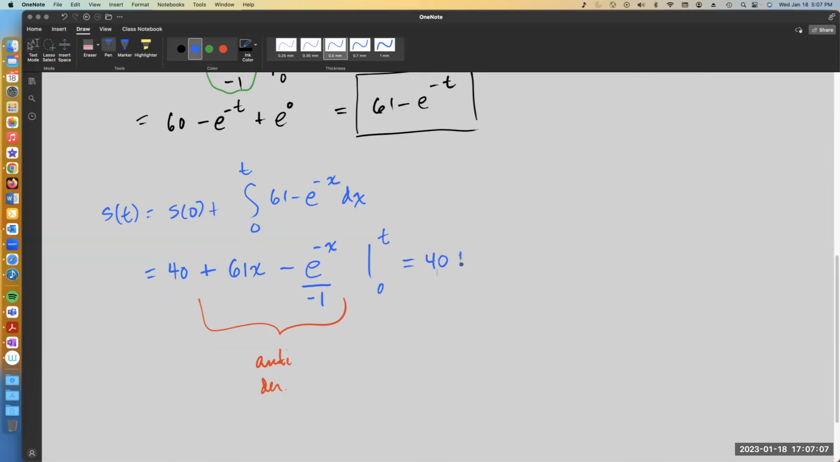Okay, so plug in the t. We get 61t, and a minus and a minus is a plus, e to the negative t. But now we have to subtract off the antiderivative at 0. Well, when we plug in 0 here, of course, that's 0. But when we subtract off this part evaluated at 0, we're going to get a minus because we're subtracting off a positive. And e to the 0 is 1. So we will end up with 39 plus 61 times t plus e to the minus t. So that will be our position function.